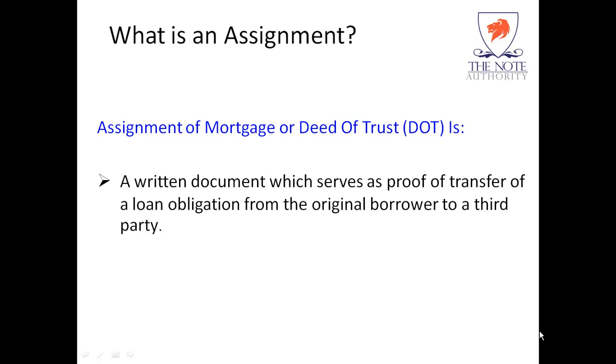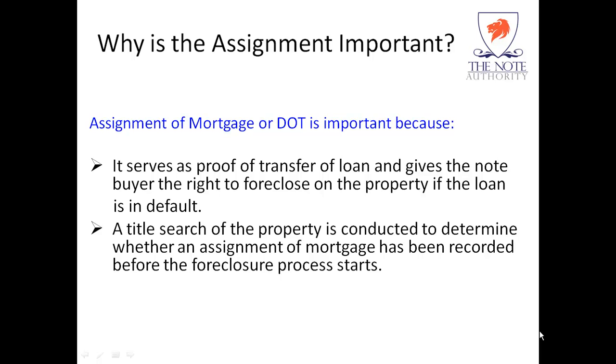An assignment of mortgage or deed of trust is a written document which basically serves as proof of transfer of a loan obligation from the original borrower to a third party. So basically it's proof that you own the loan and the note. So you definitely need to have this.